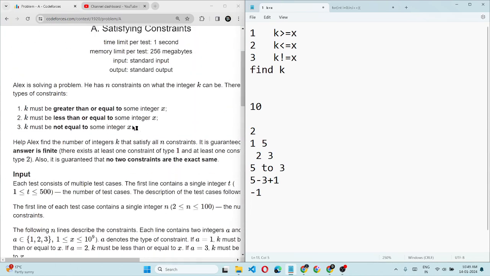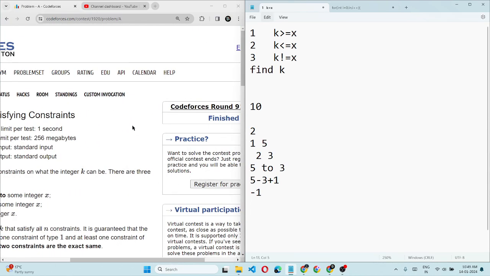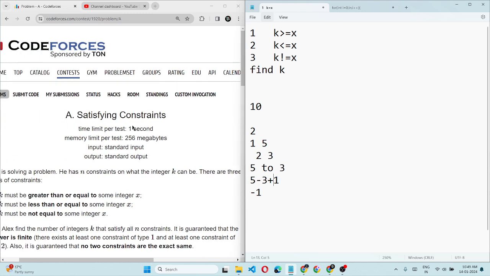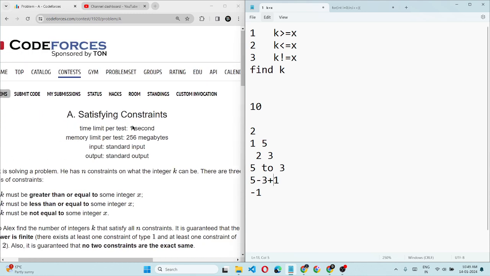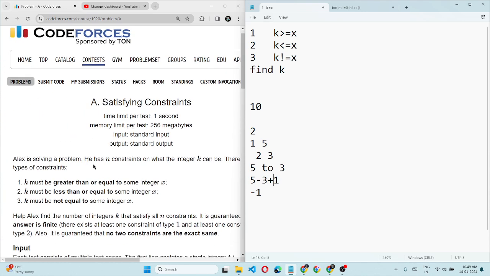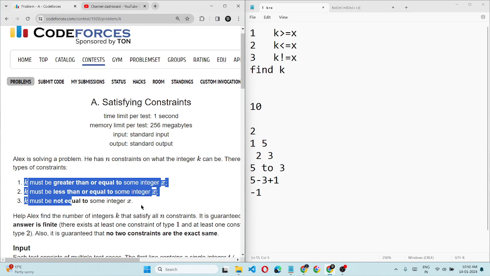Hello guys, so this is Codeforces round 919, yesterday's Codeforces round, and this is the first question: A, Satisfying Constraints. Basically, Alex is given a problem, and he has been given three constraints.